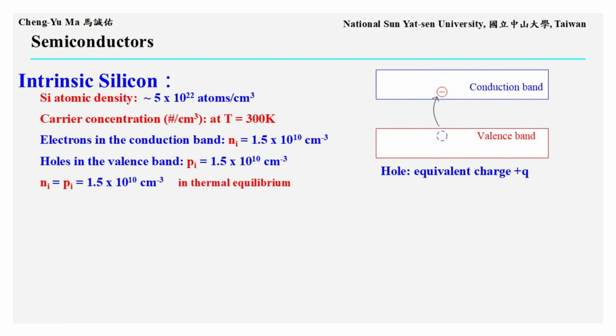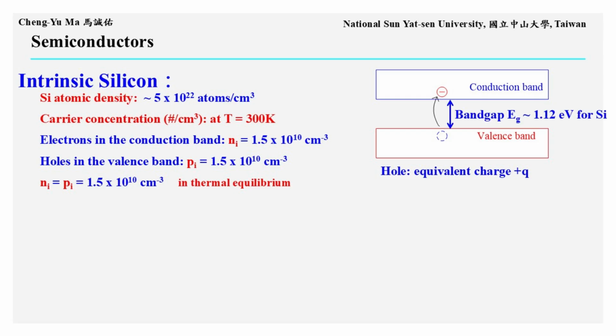Therefore, the conduction band electron concentration equals the valence band hole concentration. Under thermal equilibrium, the symbols N and P have a subscript i, meaning intrinsic. Therefore, Ni equals Pi equals 1.5 times 10 to the 10th.